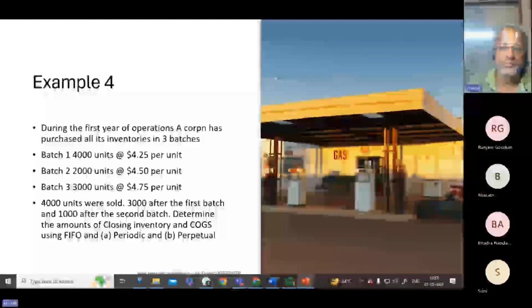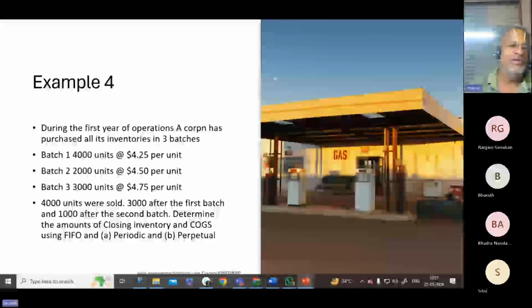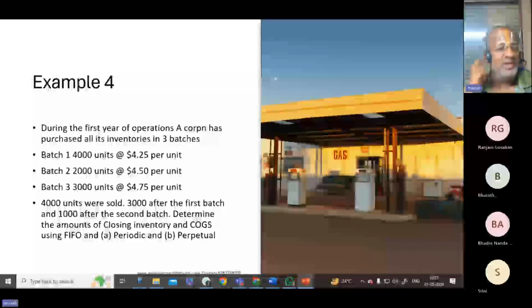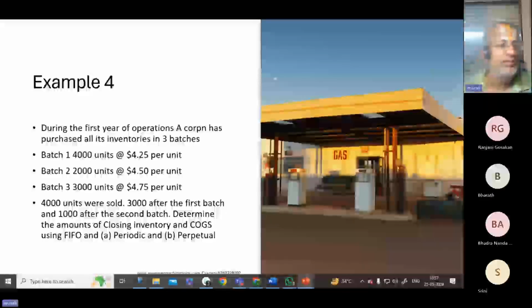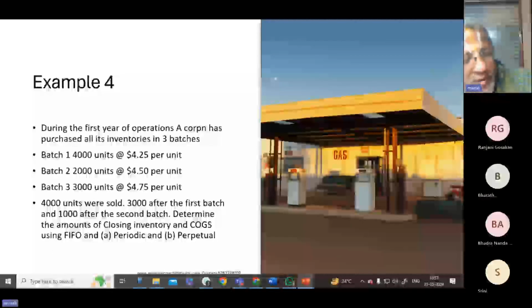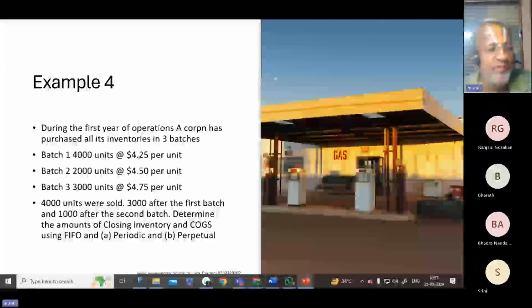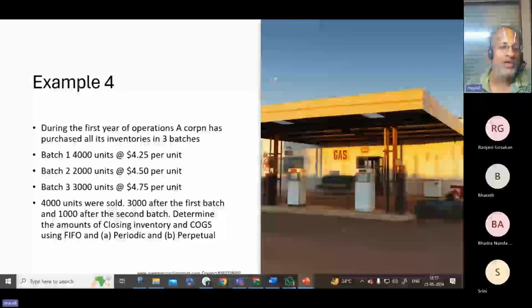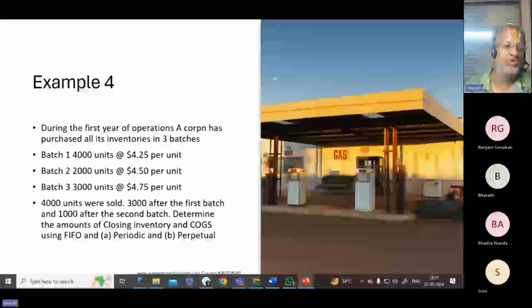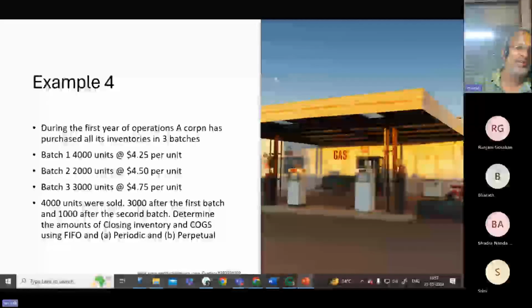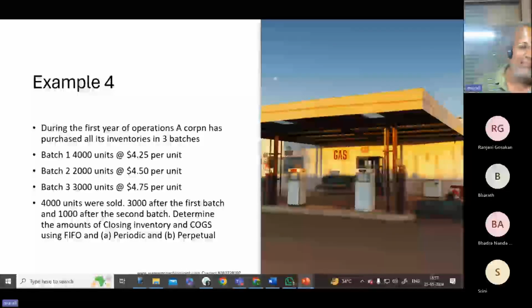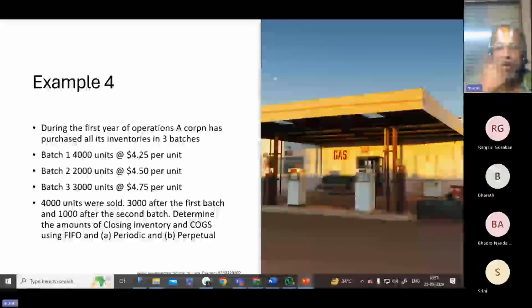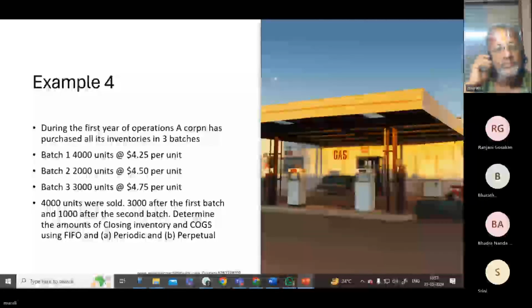Now, example number 4. During the first year of operation, A corporation has purchased all its inventories in 3 batches. Batch 1, 4,000 units at the rate of 4.25 per unit. Batch 2, 2,000 units at the rate of 4.50 per unit. Batch 3, 3,000 units at the rate of 4.75 per unit. 4,000 units were sold, 3,000 after the first batch and 1,000 after the second batch. Determine the amounts of closing inventory and COGS using FIFO under the periodic method and under the perpetual method. Now you can understand what is periodic and what is perpetual.